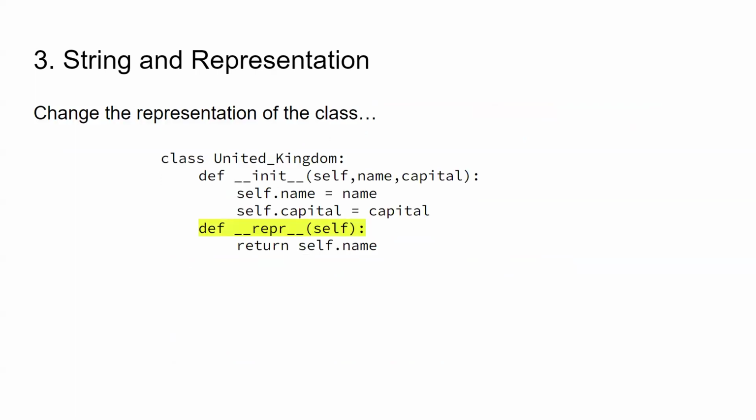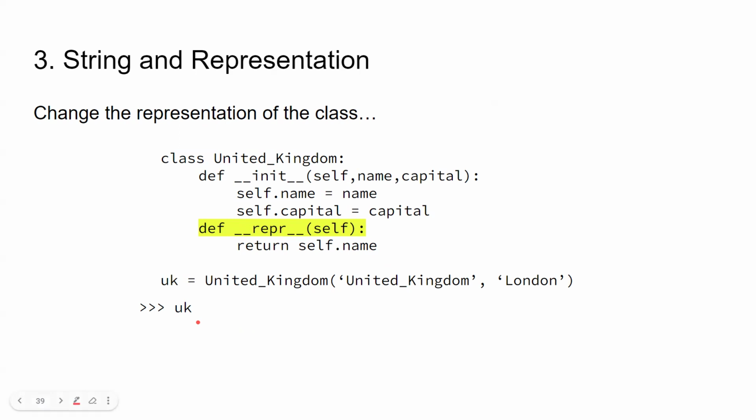For changing, I define two underscores, repr, which is representation, and then I can just return self.name. So next time you call the instance, it will return the name. For example, for the UK, you return the string of United Kingdom.